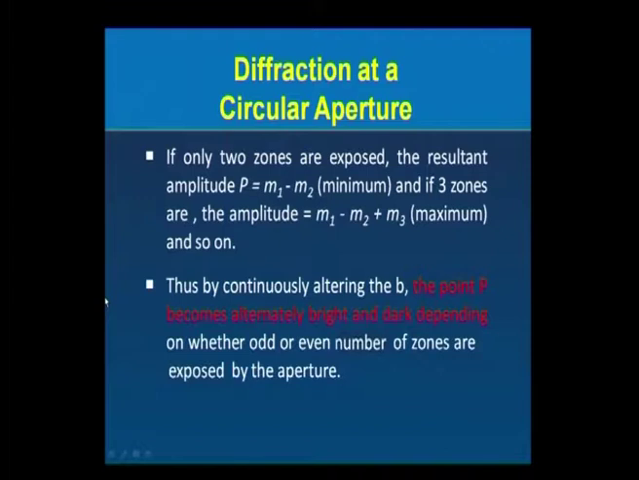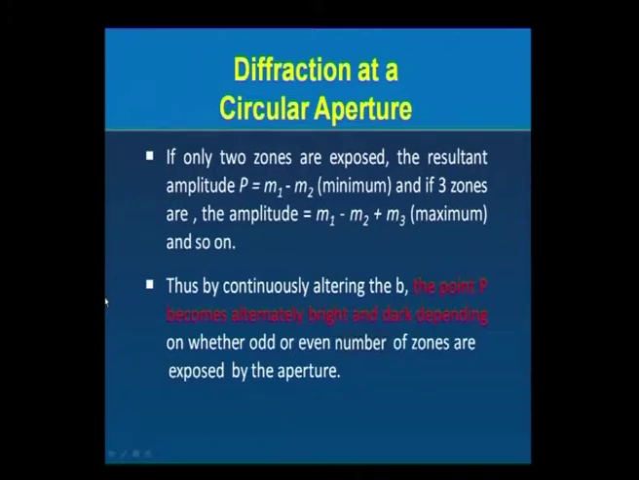Why does the minus sign come? Because they are half period zones, the time difference between the lights coming from the first and second zones will differ by a time interval T by 2, which is a half period, or a path difference lambda by 2, or a phase difference pi. A phase difference pi means what? If a crest is coming through the first half period zone, a trough will be coming from the second half period zone. You know, when you are talking about constructive and destructive interference, a crest and a trough will oppose each other. That is the reason why I put m1 minus m2.